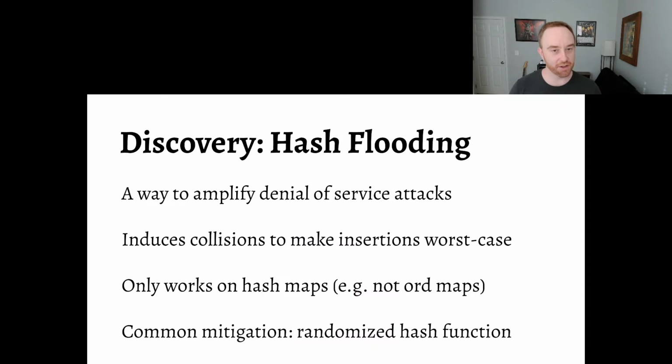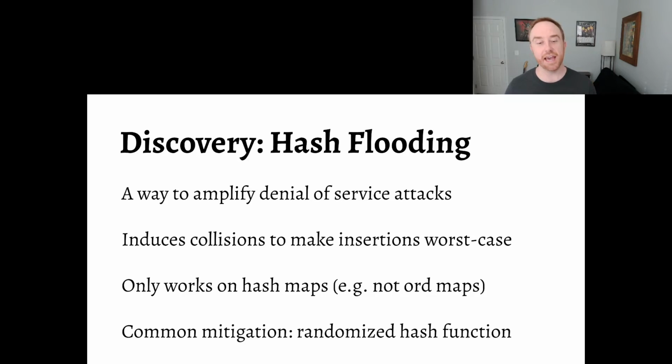But there was another wrinkle here, which was discovering hash flooding attacks. A hash flooding attack is a way to amplify a denial of service attack. Basically, you induce collisions to make insertions be worst case. So you fire a bunch of JSON, for example, some of which is going to get decoded into a dictionary or a hash map, or a bunch of HTTP headers that are specially crafted in order to have collisions on your particular hash function.